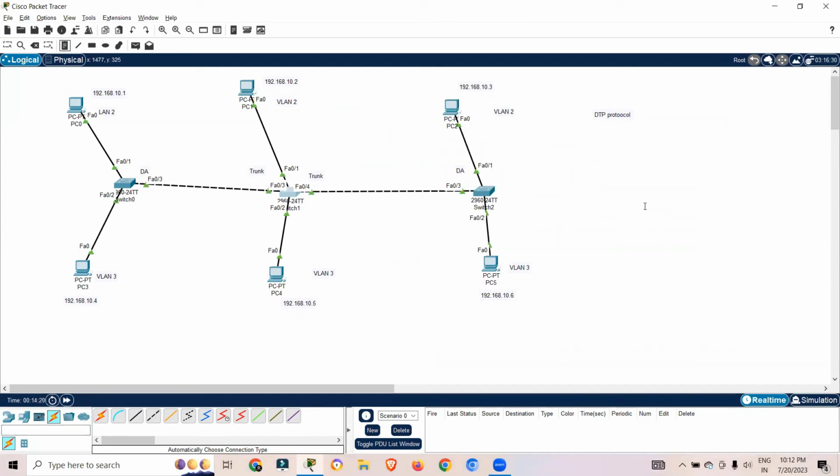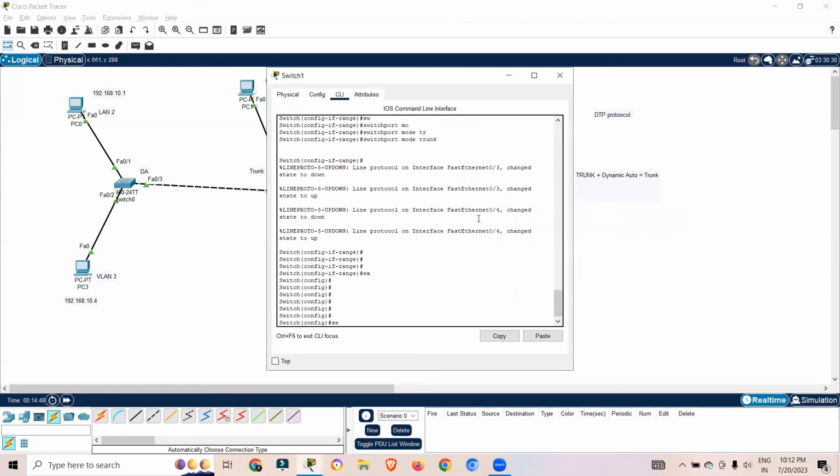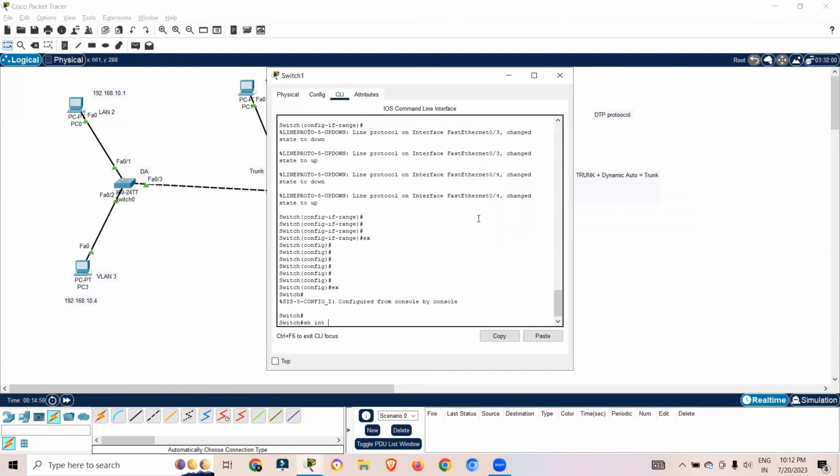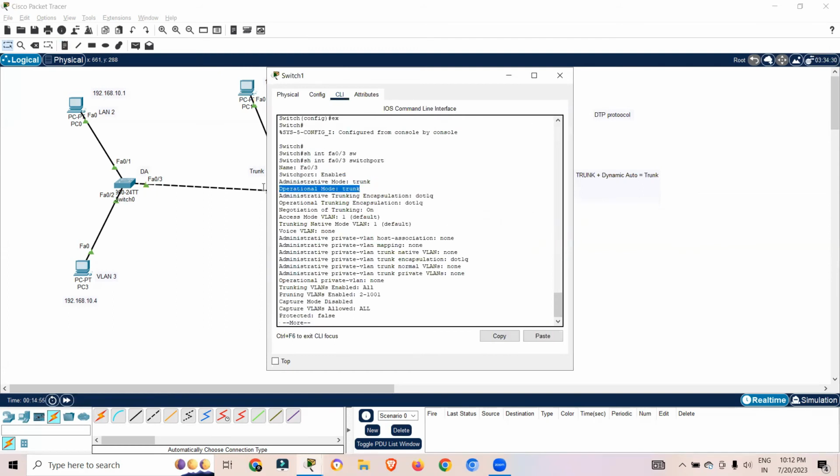Now you tell me the answer. Trunk plus dynamic auto will be equal to what? If there is trunk on one side and dynamic auto on the other side, the answer will be trunk. Okay, let's check the status. Show interface FA0/3 switchport. Okay, this is trunk now.